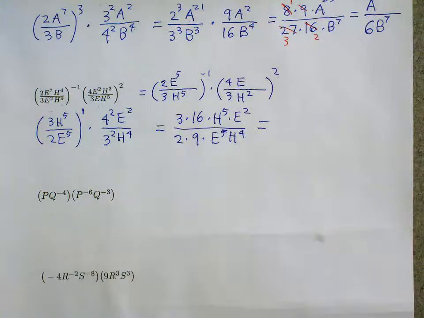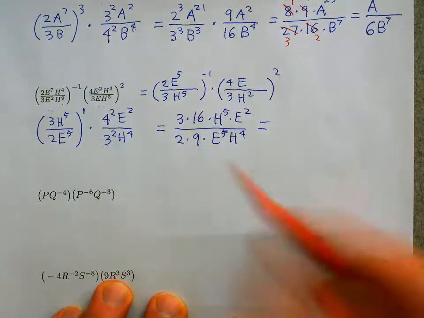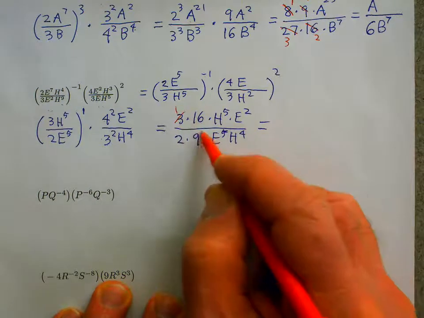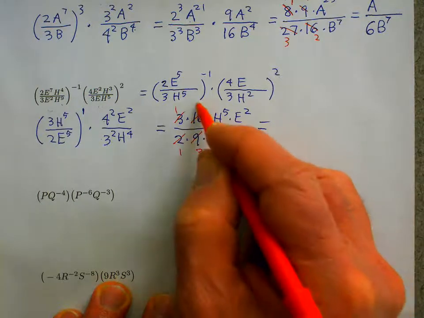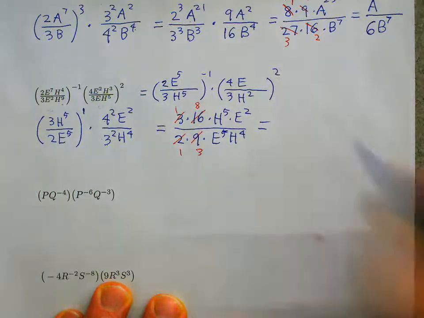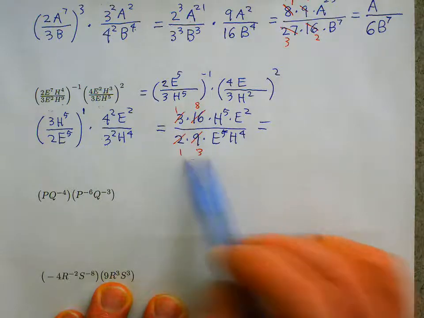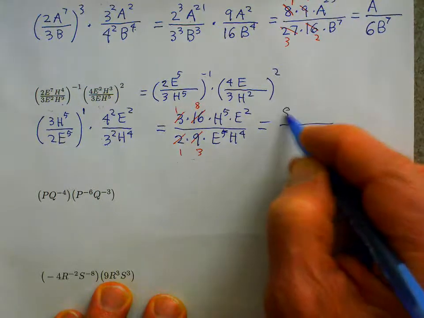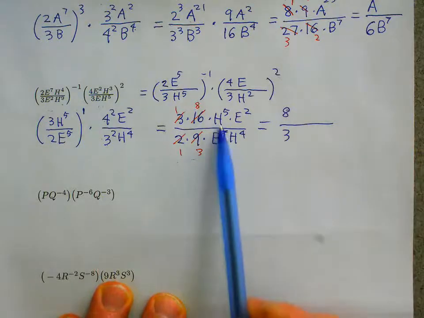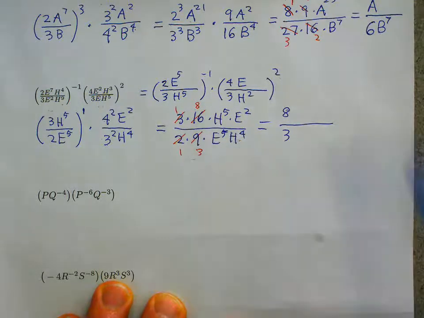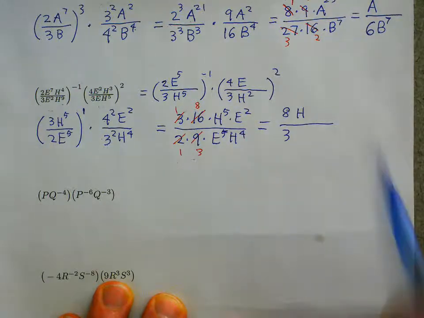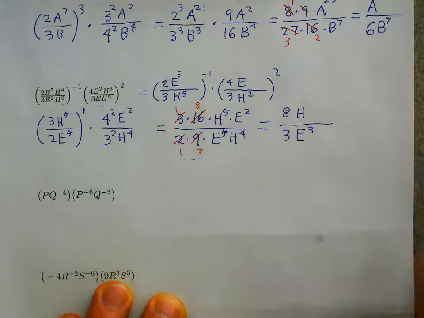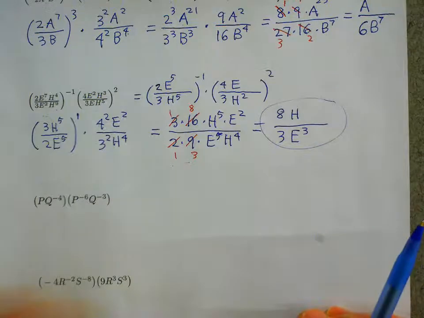Okay, so we can simplify. 3 goes into 3 once and into 9 3 times. 2 goes into 2 once and into 16 8 times. So 1 times 8 divided by 1 times 3 is 8/3. H to the 5th divided by h to the 4th is h in the numerator. And in the denominator, since we have e to the 2nd divided by e to the 5th, we have e to the 3rd in the denominator. So that is our simplified result.